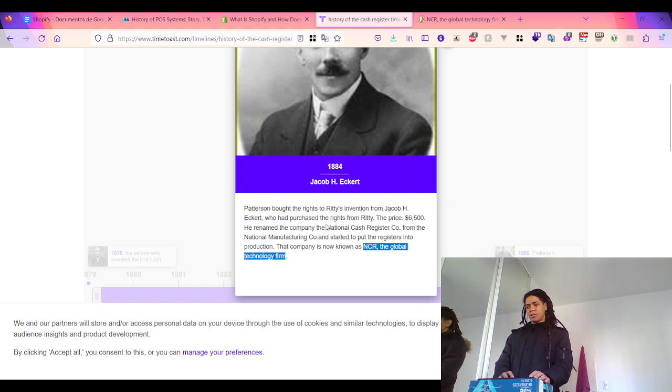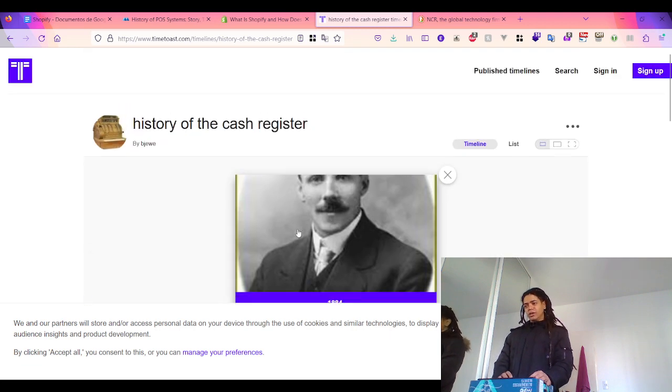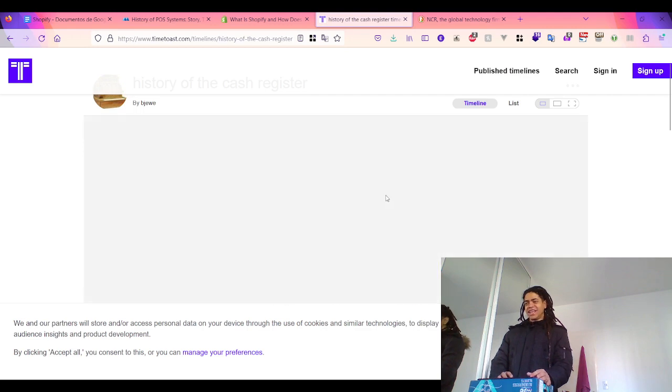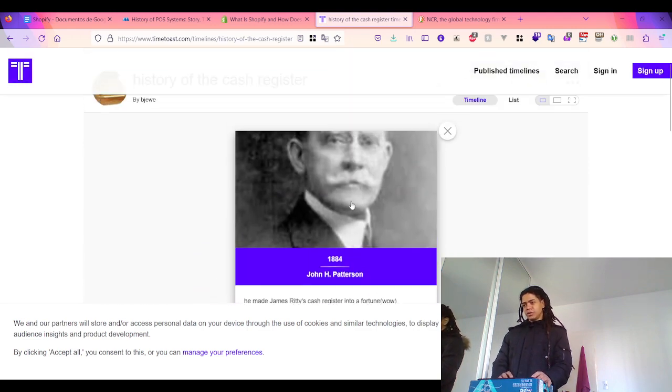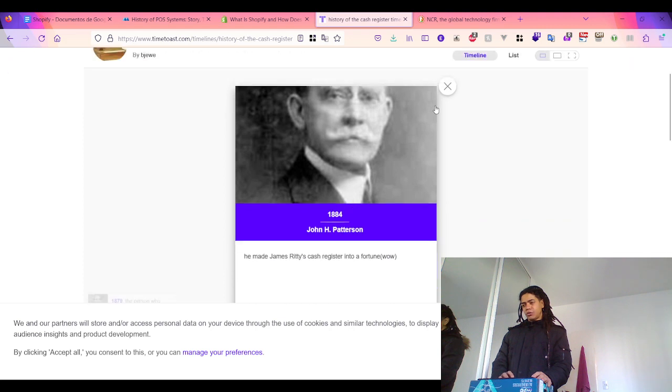He renamed the company the National Cash Register from the National Manufacturing Co. and started to put the register into production. The company is now known as NCR, the global technology firm. And John H. Patterson made James Ritty's cash register into a fortune.